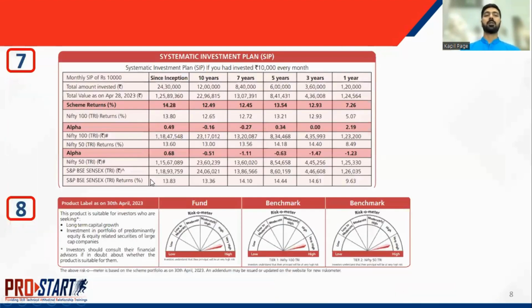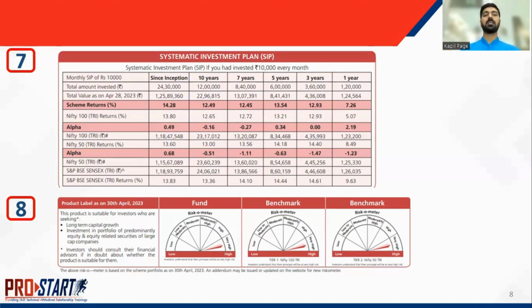Let's go ahead. So this was the SIP table that I was talking about. This SIP table shows you in simple terms that if you had invested 10,000 rupees every month since inception, since the last 10 years, 7 years, 5 years, 3 years, and 1 year, what would have been your total amount invested? What would have been your corpus as of April 2023? What was the scheme return? What was the benchmark's return? What is the alpha that you have generated over the benchmark? All of these details will be mentioned here.